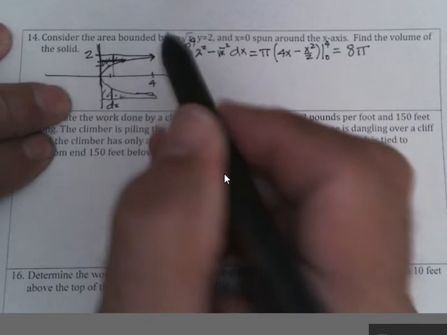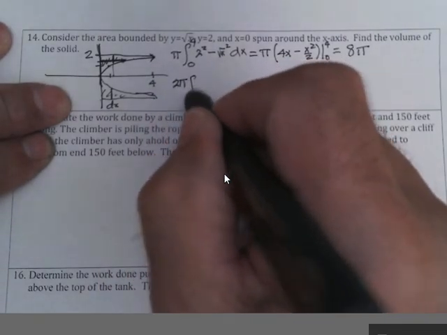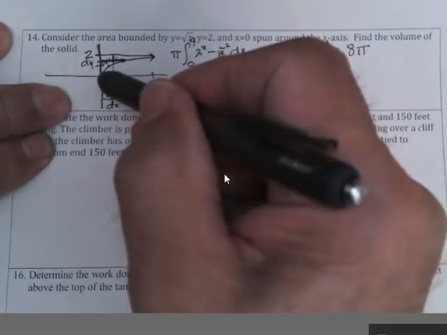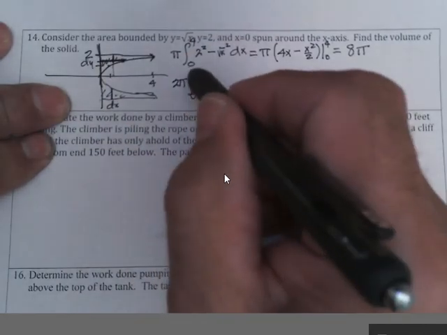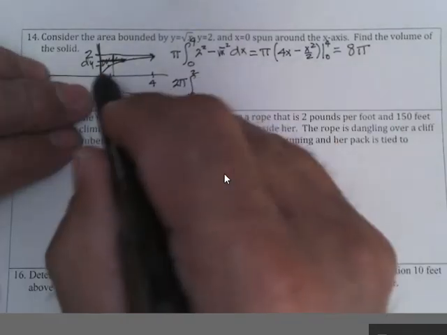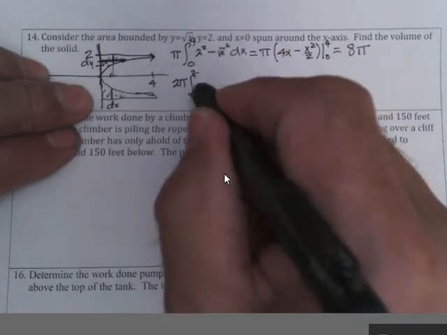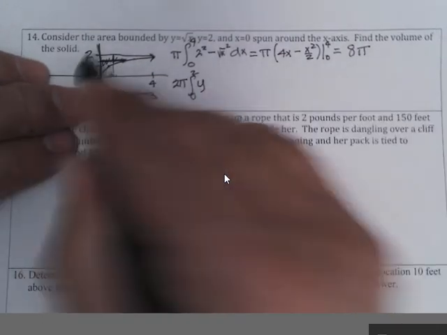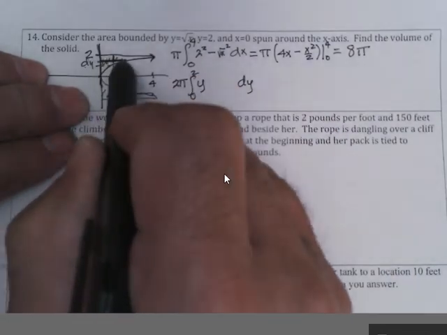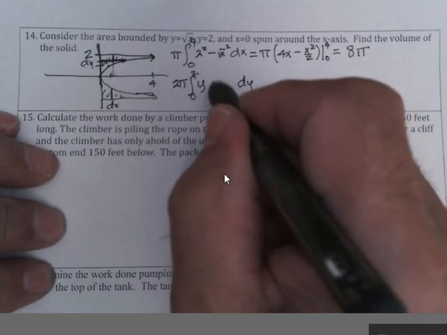Now let's do it with rings. So I'm going to go this way. So it's 2 pi integral. It's going to be a dy, and y is going to go from 0 to 2. And the radius is going to be up y high. So it's going to be y, and it's dy, so that's great. And this direction is x, but x is y squared.